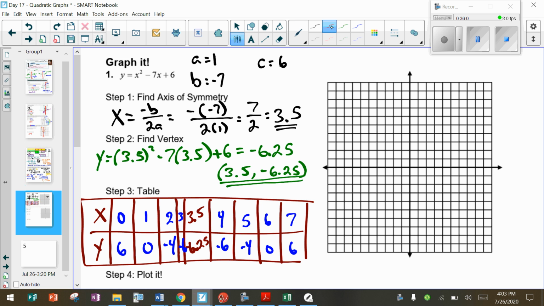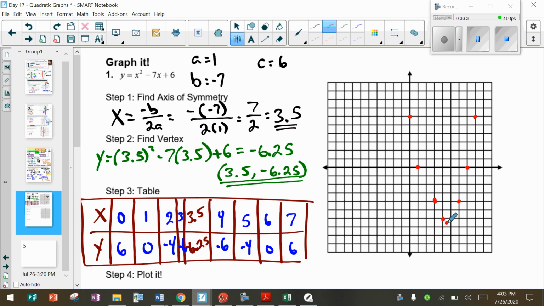Now, let's plot these points on the graph, and then we'll be done with it. So, 0, 6, 1, 0, 2, negative 4, 3, negative 6, and then 3.5, negative 6.25 would be our vertex. Now, once I have that half graphed, it makes it a lot easier to graph the other side, because I just go sideways one box and match the y value, the height for the dots on the other side.